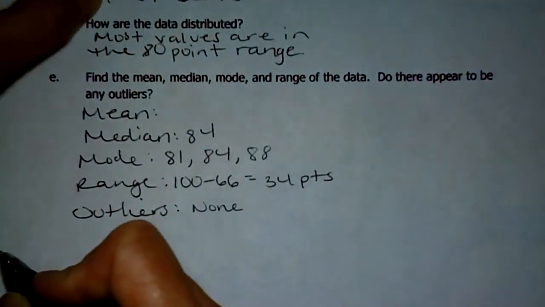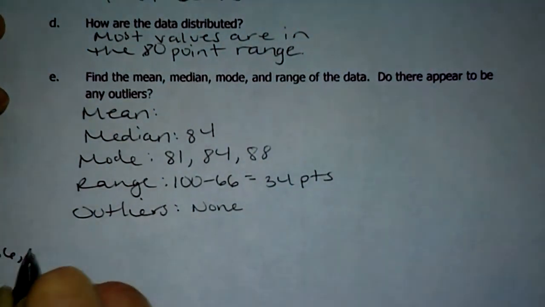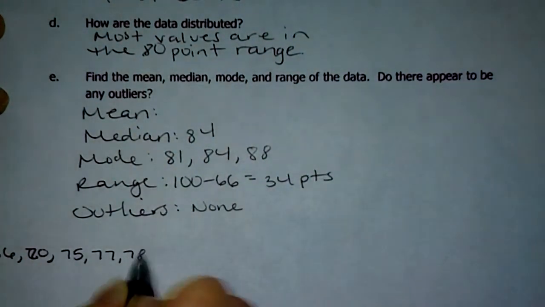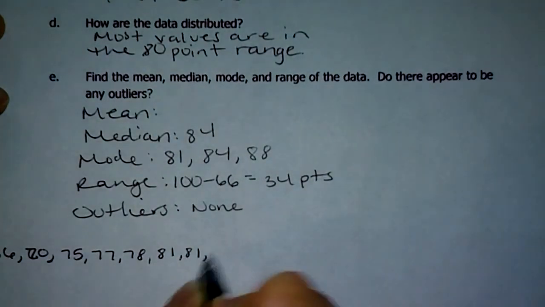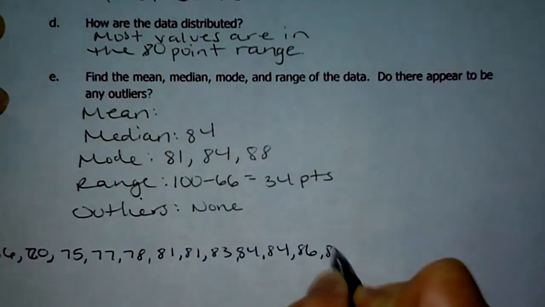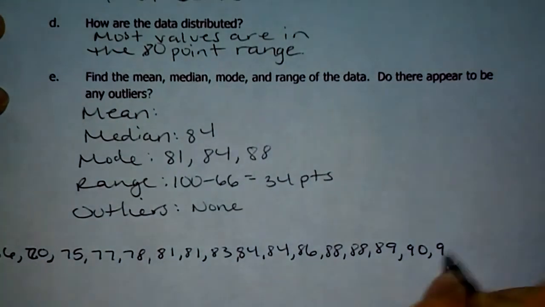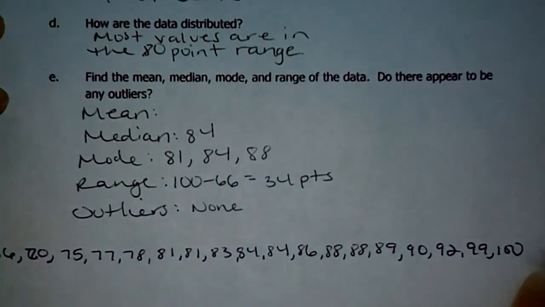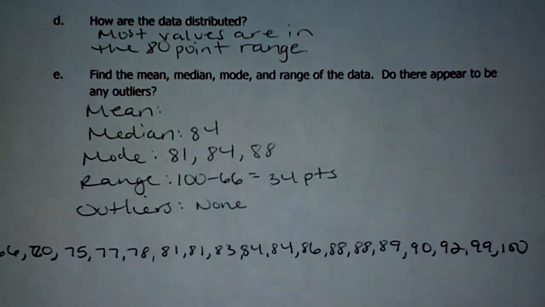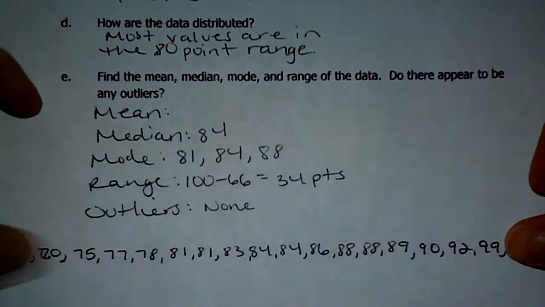So across the bottom, and you should do this too just so that you have another method. I have a 66, a 70, 75, 77, 78, 81, 81, 83. Keep going, keep going. I know, it's a lot to write. It's so worth it though. So much fun. And 100. So basically all I did was I looked at the stem and leaf plot and listed out all my values from least to greatest. And now we can go ahead and work our way in.